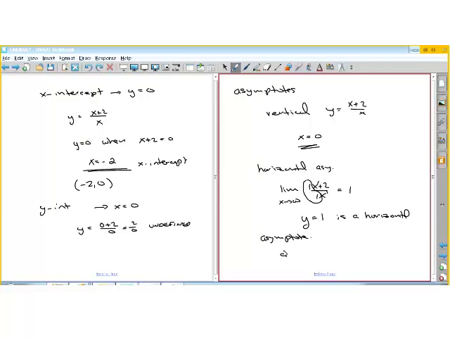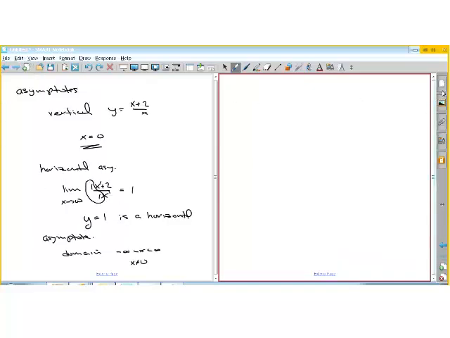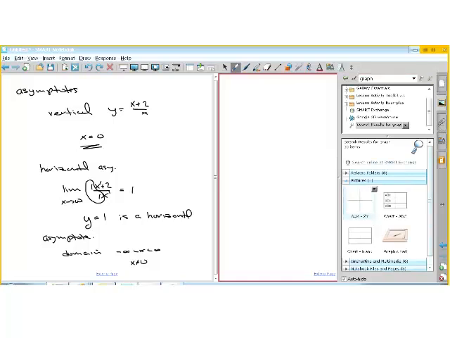Okay, and our domain is all real numbers except x cannot equal 0, because it's undefined at x equals 0. Okay, given all that, now we can do a graph.